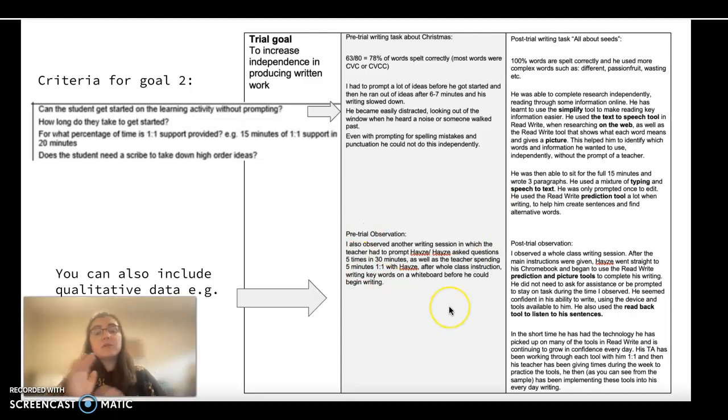I also, because they quite like you to include some qualitative data, because this is all quantitative, measurable, this is more qualitative, so observations. So I observed another writing session in which the teacher had to prompt Hayes. Hayes asked questions 5 times in 30 minutes, as well as the teacher spending 5 minutes one-to-one with Hayes after whole class instruction, writing keywords on a whiteboard before he could begin writing. So you can see just how much involvement was needed before.